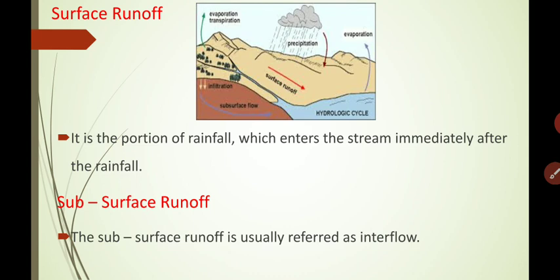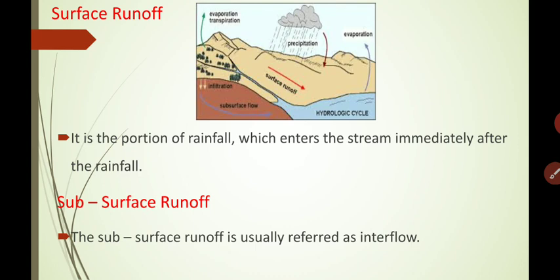It is the portion of rainfall which enters the stream immediately after the rainfall. It occurs when the rainfall is longer and heavier and exceeds the rate of infiltration. So with infiltration, some water goes to the interior of the earth. After exceeding the infiltration, the flow on the earth's surface is called runoff.